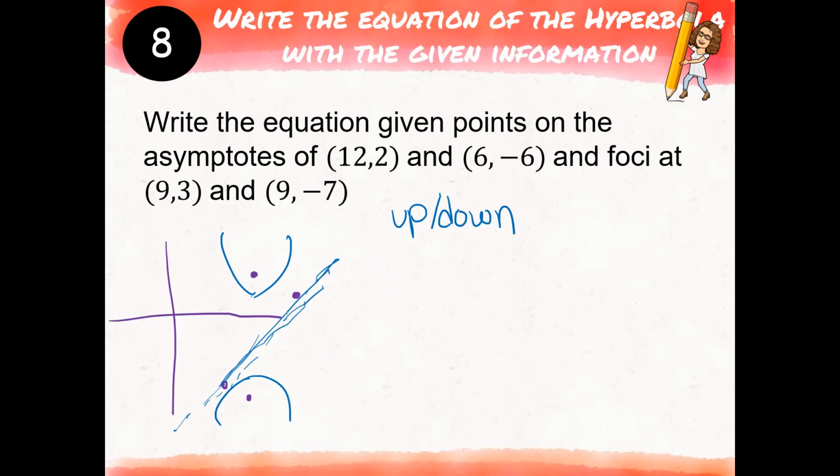I can find a center. Center has to be in the middle of the foci. So let's find my center. And then we can maybe find our A, maybe find our B. Okay, so my center, I definitely know is in the middle of the foci. Do not find the middle of those asymptotes. My center looks to be 3 plus negative 7 is negative 4, divided by 2 is negative 2. Okay, so that's right about there. It's my center.